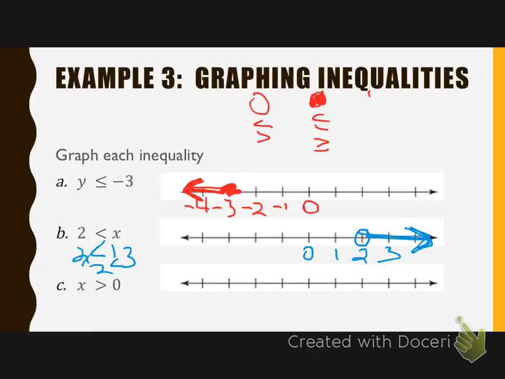Sorry for the bad handwriting here. Let's see. X is greater than 0. So let's put our 0 here again. 1, 2, negative 1, negative 2. Okay, so is it open or closed? There's no line underneath, so it's an open circle at 0. Now, x is greater than 0. I could plug in 1 is greater than 0. Well, that's true. Is negative 1 greater than 0? No, that's not true. So we're going to go this way. Just plug in numbers to see which direction you go.